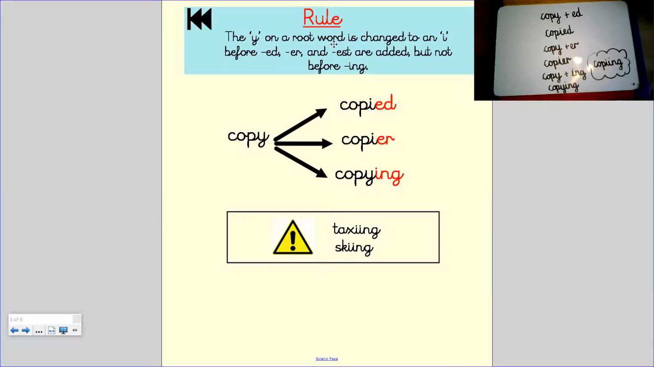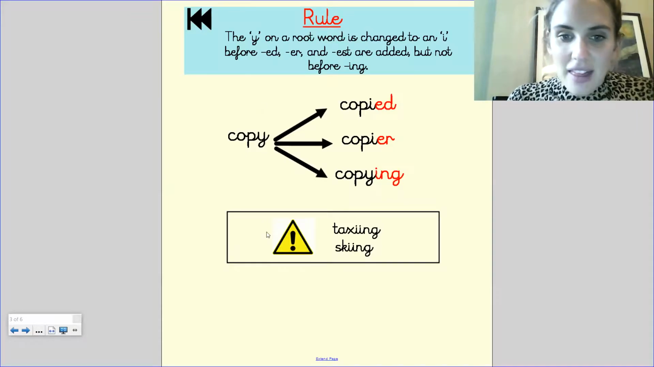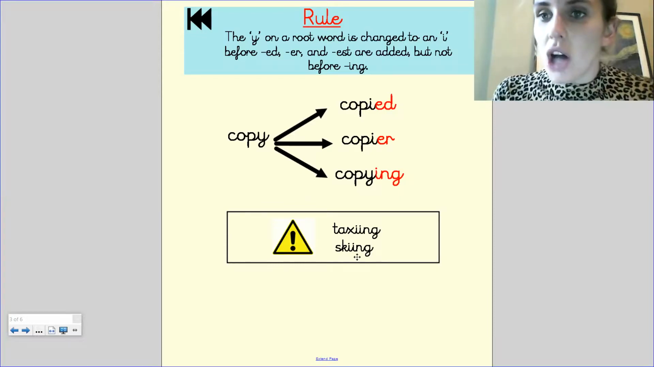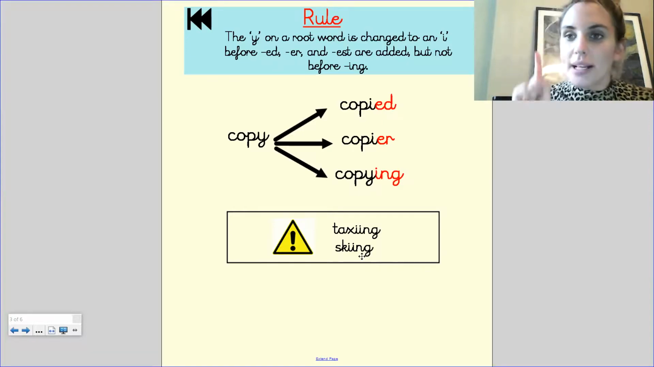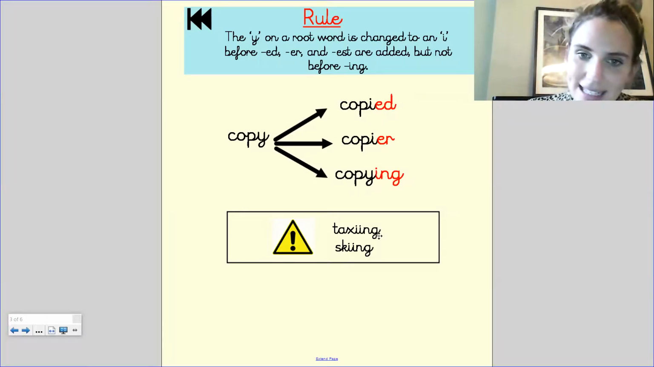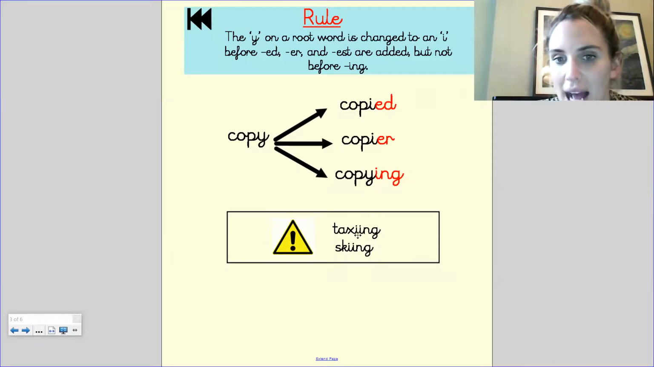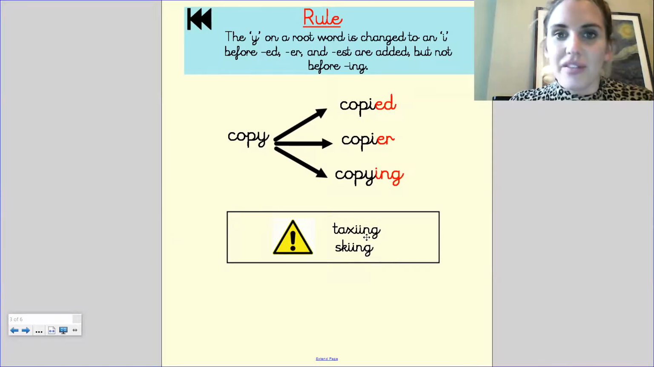Okay? In most words, you keep the y the same and add the ing. However, here on the board, you can see, just going to pop my face back on. There we go. There are two exceptions to this rule, and they are these words here. Because actually, the words taxiing and skiing are two examples of words that use that double I. Okay, so always remember those two exceptions to this rule. Taxiing and skiing use that double I with the ing suffix.